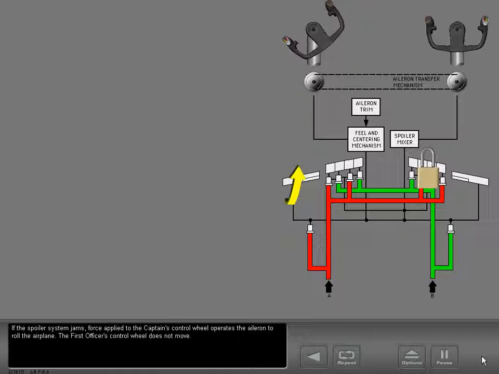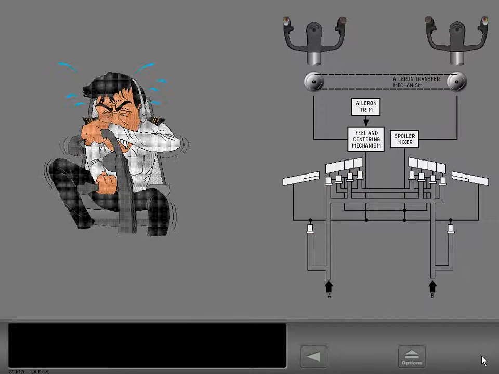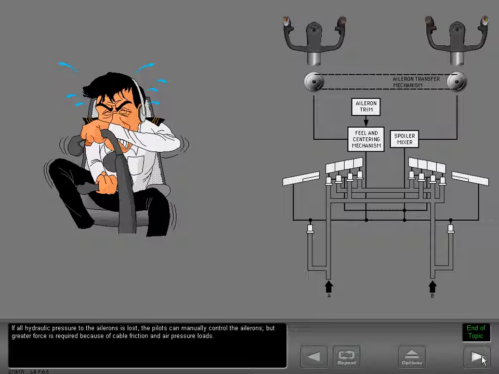If the spoiler system jams, force applied to the captain's control wheel operates the aileron to roll the airplane. The first officer's control wheel does not move. If all hydraulic pressure to the ailerons is lost, the pilots can manually control the ailerons, but greater force is required because of cable friction and air pressure loads.